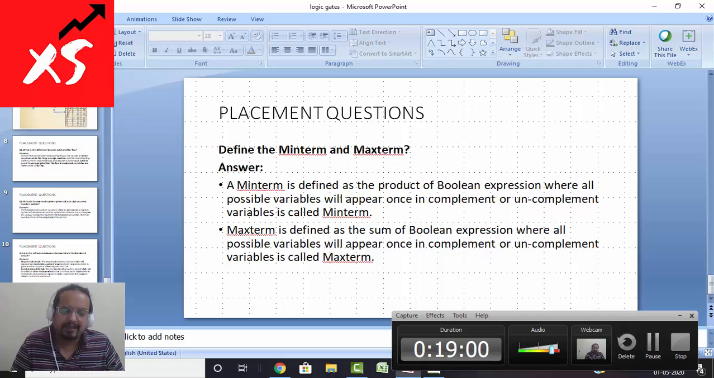On the other hand, a max term is a sum Boolean expression where the variables appear again in complemented or uncomplemented form. Now the point here is, again, for min terms and max terms, there are simple calculations and expression solving which is given in the chapters. You should be able to solve min terms, max terms, and also draw a truth table for them if required. You can also be asked to draw a circuit diagram for it, right?